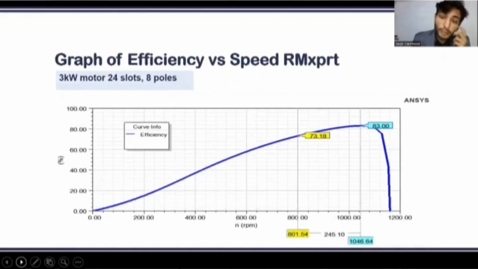So this is the efficiency versus speed graph. At the rated speed, the motor efficiency was 73%, which was not good, because from the literature we have studied, the BLDC efficiency is more than or equal to 85%. So at the rated speed, it was not that efficient. So that model was rejected, and the maximum efficiency achieved was at 1046 RPM, which was 83%.